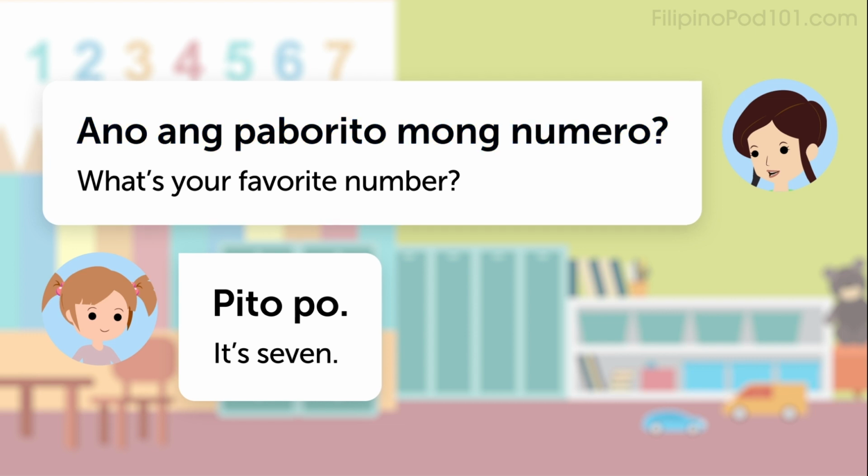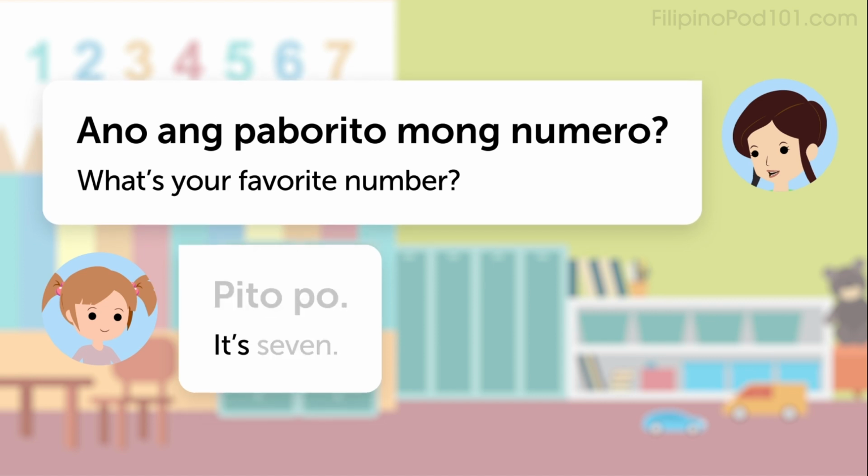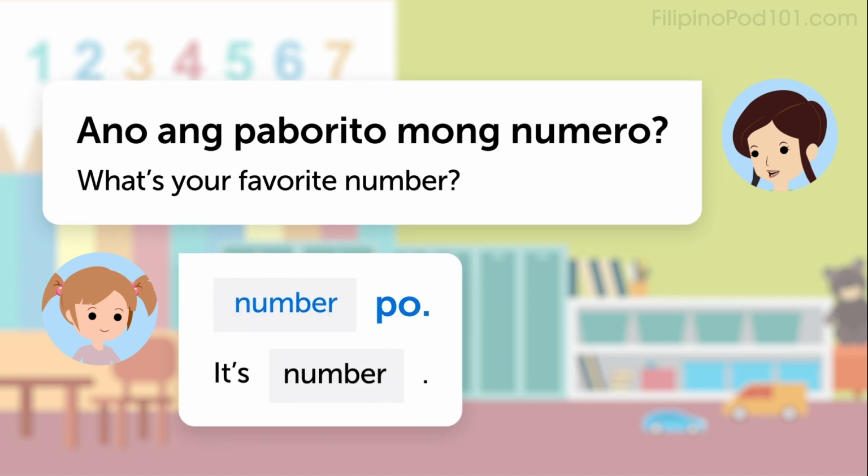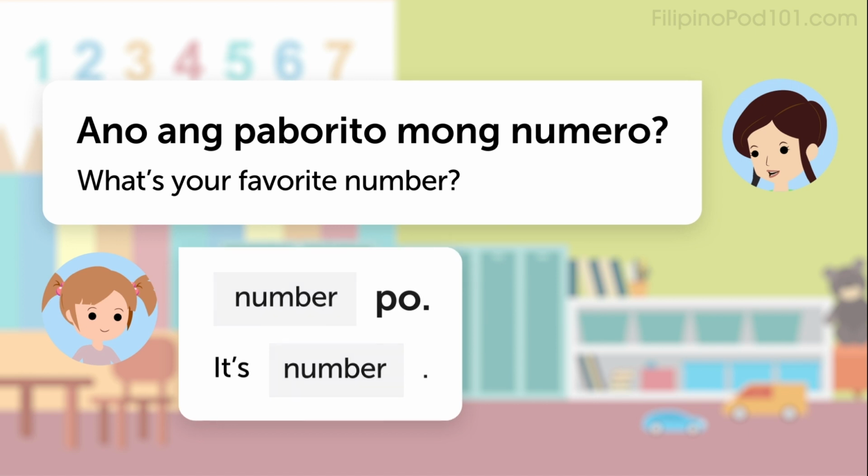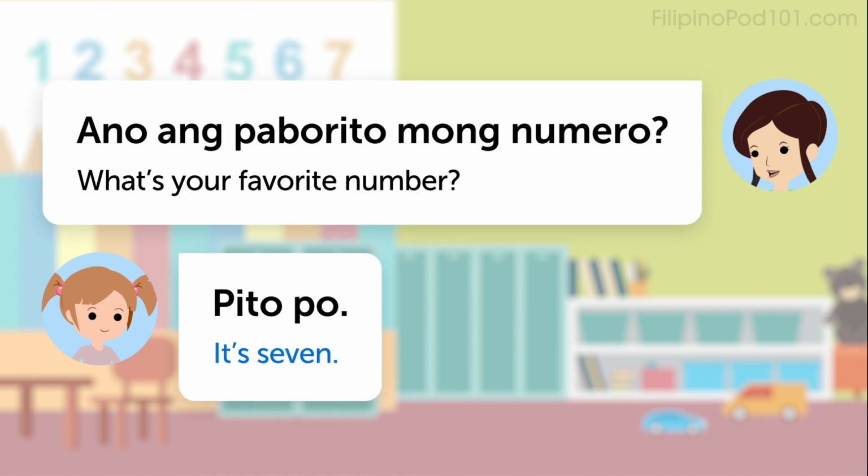Now, how do you answer this question? The pattern is number. Po. This Filipino sentence literally translates into number plus po. Po is a word that indicates politeness, but it means it's number. If you're talking with friends or anyone who is the same age or younger, you can just remove it. For example, it's 7. 7 po.